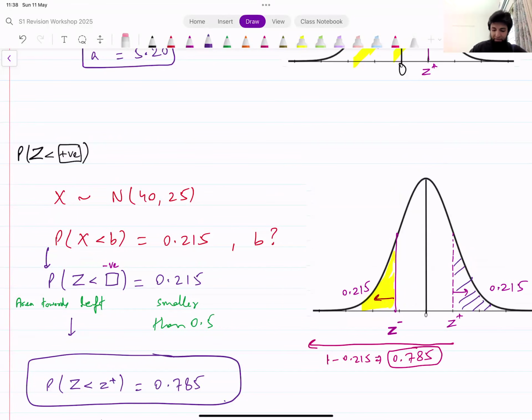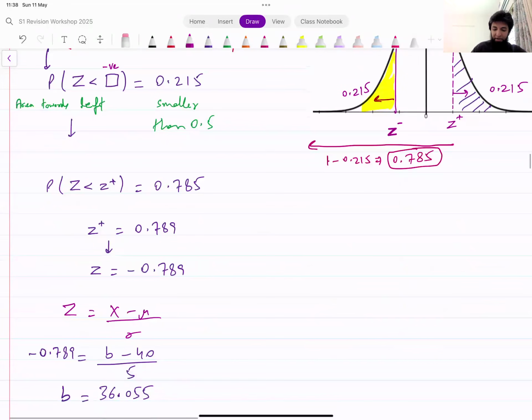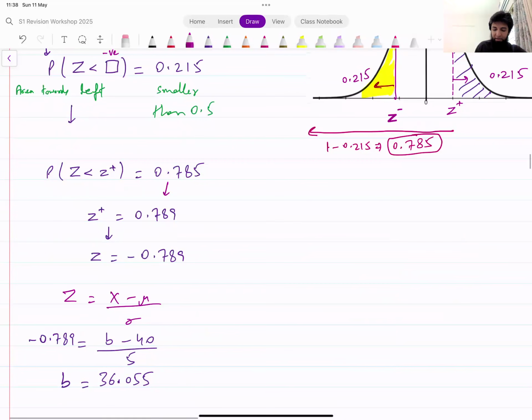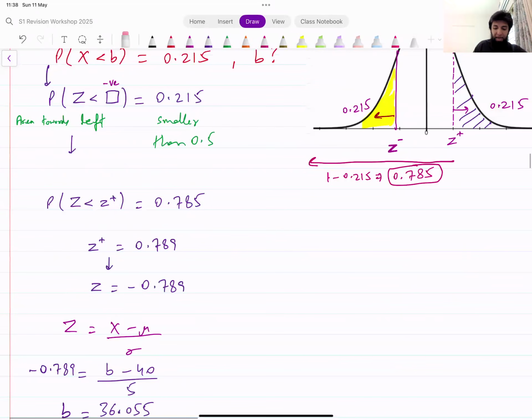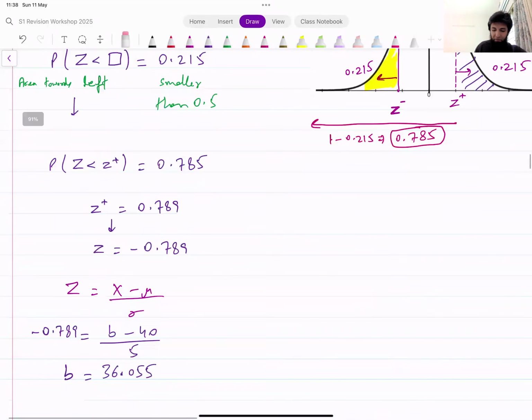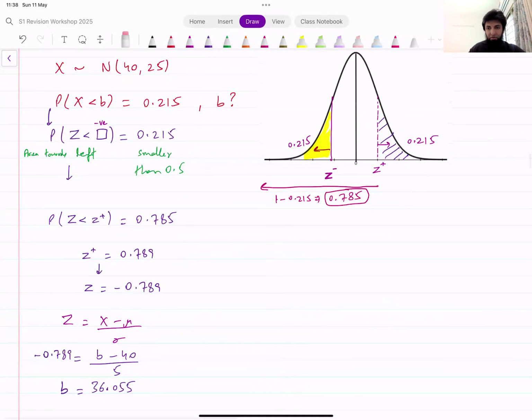Now, this is something that is in the standard form. Go to the table, find the Z value corresponding to this. That turns out to be 0.789 from the table. Now, the actual Z value was supposed to be negative, as we found earlier. So we put a negative sign with this, minus 0.789, and then just input in the formula, find the value of B from that, and that gives you the result. Okay, so that's how inverse normal works.